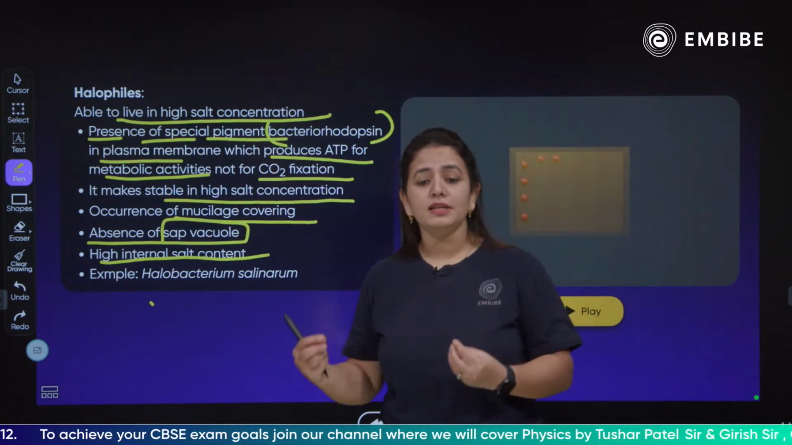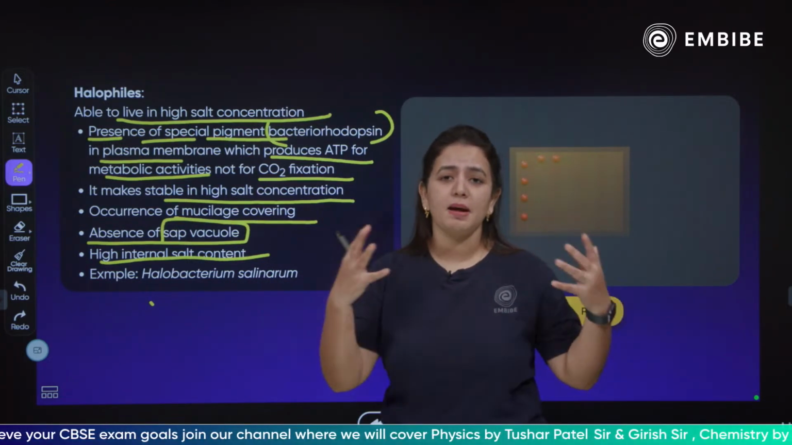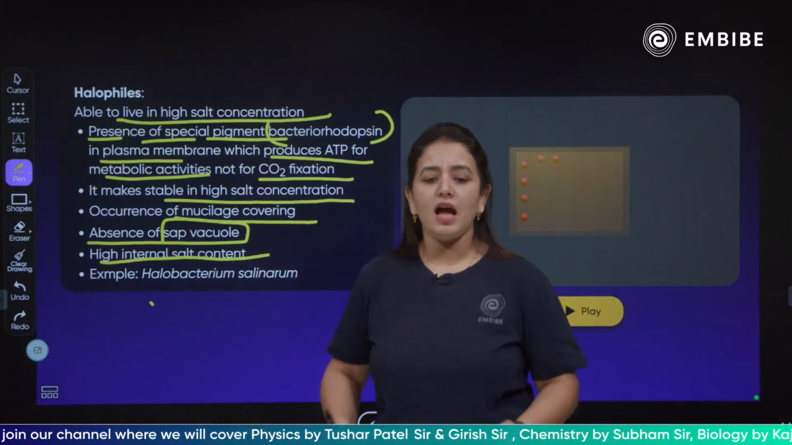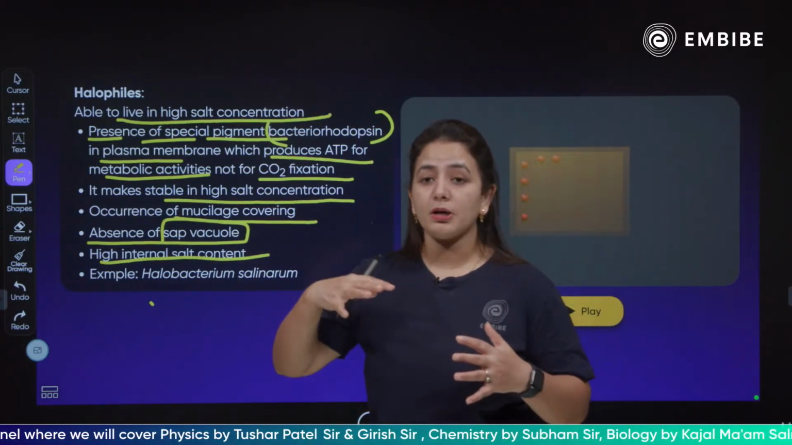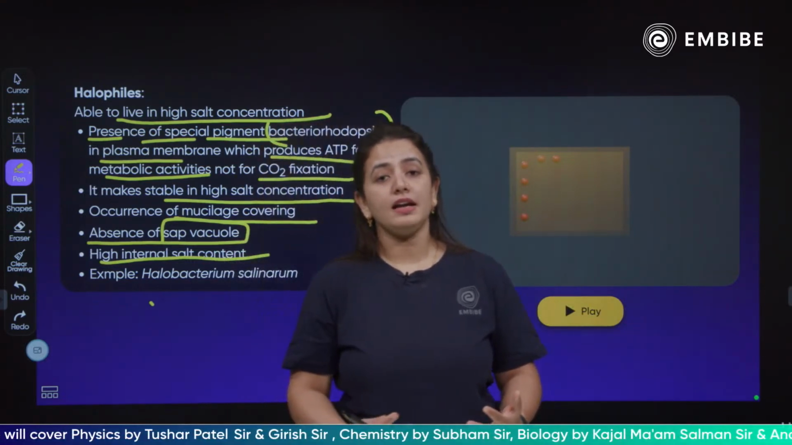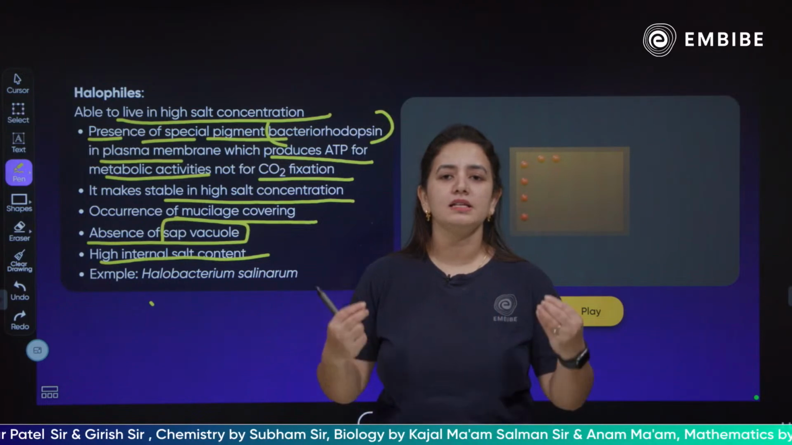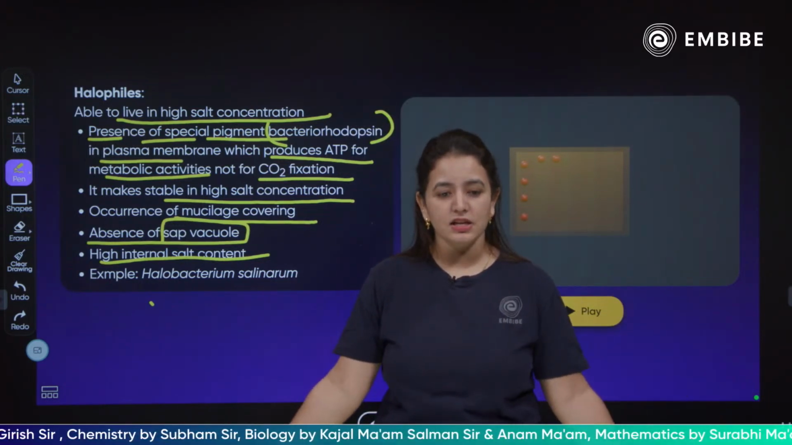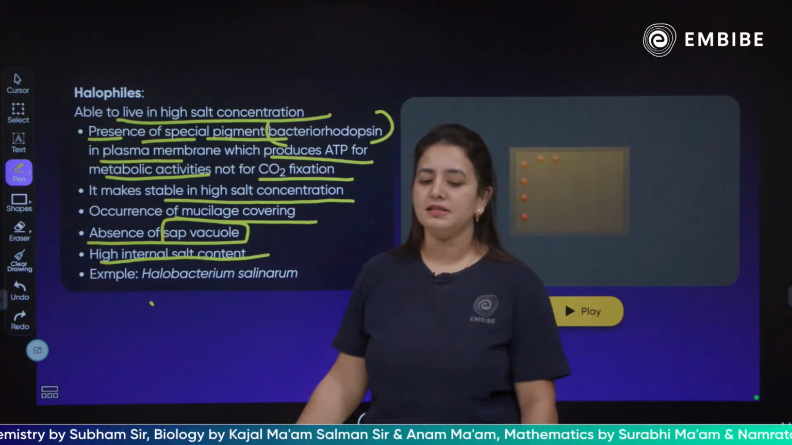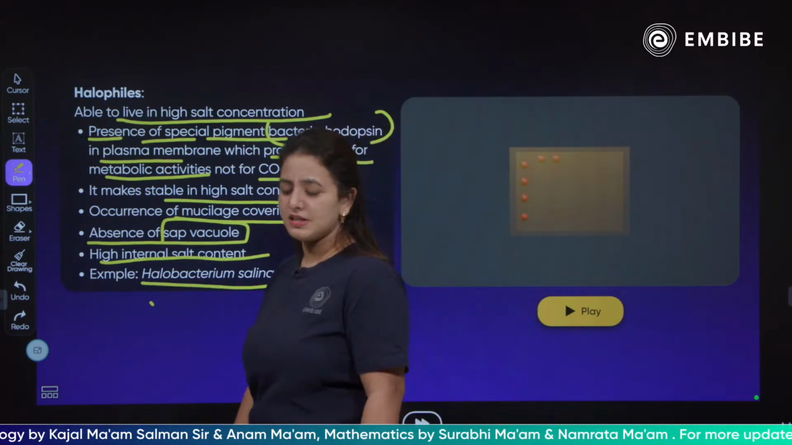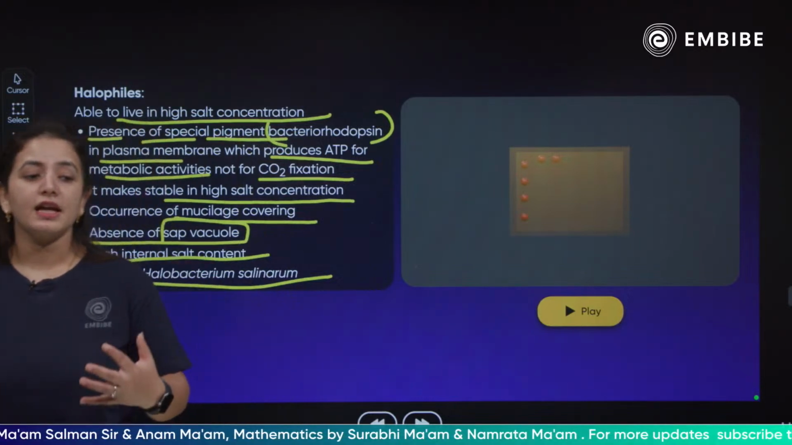If you try to put them into a condition which is not saline, they might die, because this is their nature, this is their habitat. They have adapted all their functions related to that. So they are surviving in such extremely salty, extremely saline conditions. And examples of halophiles are Halobacterium and Salinarium. These are just examples of the halophile.